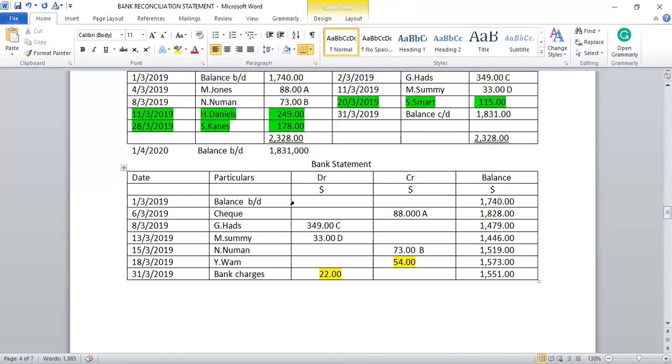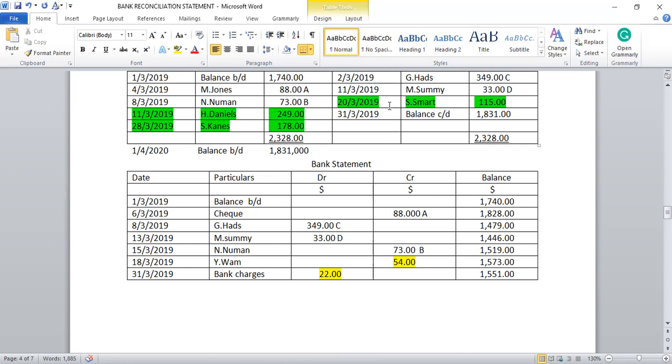Okay, now we have the bank statement. The bank charge of $22 has been deducted, debited in the bank statement, but it has not been credited in the cash book, because when the bank charged them $22, they were not aware of it. So it's not here. So we also note that particular one down, the bank charge.